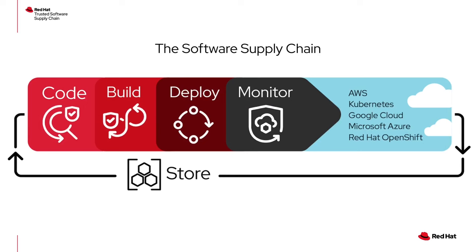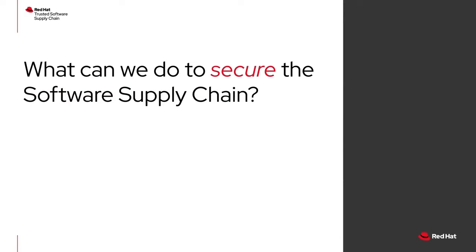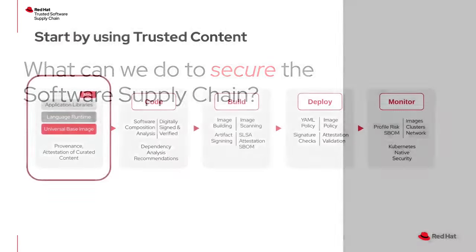From a high-level perspective, when we look at the software supply chain, we have four distinct steps that make up the supply chain. First is we're developing our code. Next is we're building it. Then we're deploying it to our platform of choice. And then we need to monitor our code's behavior on that platform of choice. And all these need to be as secure as possible. So how do we do that?